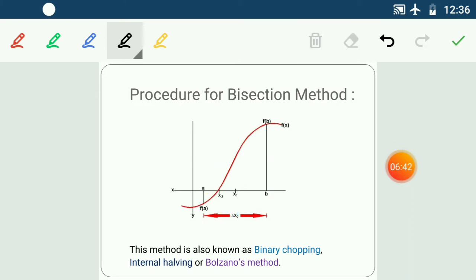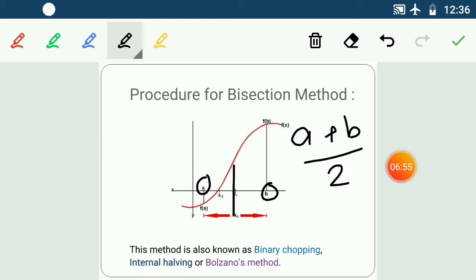Now how can we bisect the range? I have two endpoints, that is A and B. Okay, so I have to find its mid value. So how can we find? It's a simple process, that is (A plus B) by 2. This gives me the mid range. So this is the only formula we have to memorize in this bisection method, the easiest one.